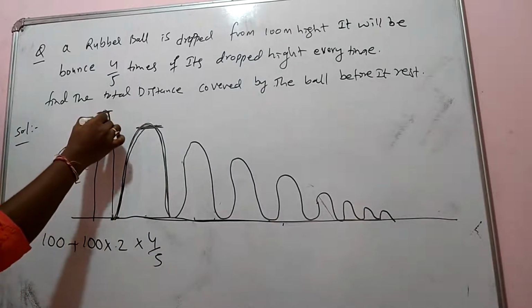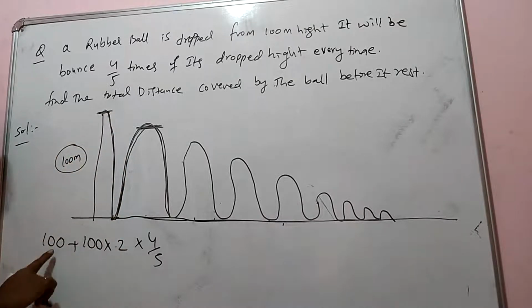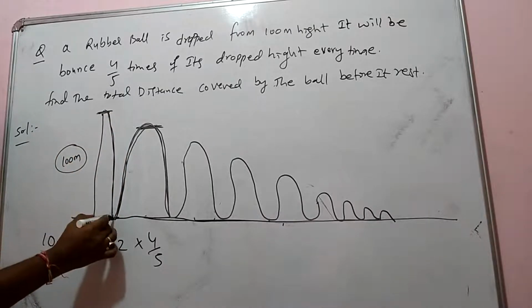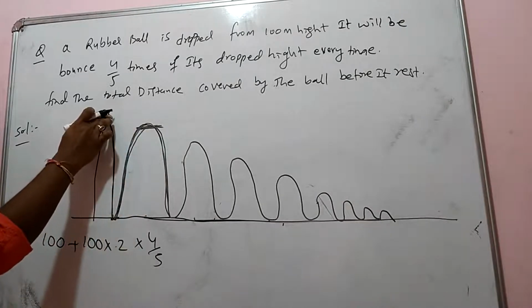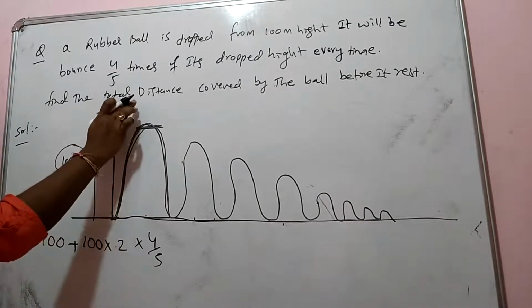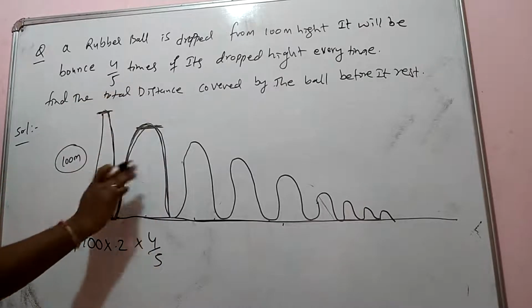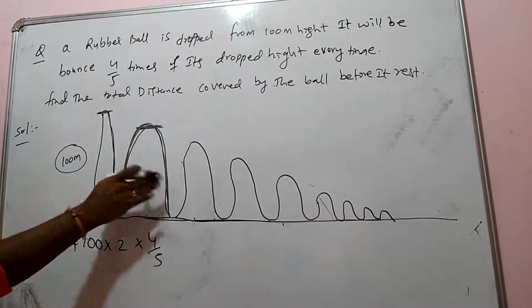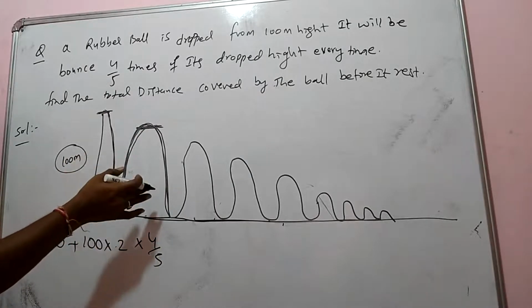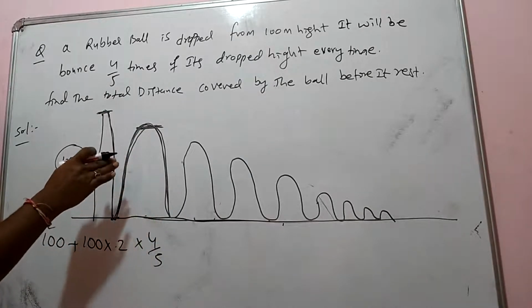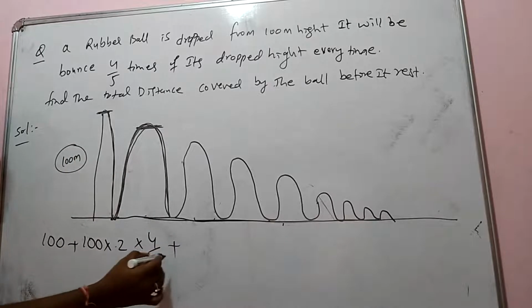When the ball is dropped from 100 meters, the first distance is 100 meters. Then it bounces 4 by 5 times of the 100 meters, goes up and comes down, goes up and comes down. It means it happens twice. That is twice of 100 into 4 by 5. This is the second term.